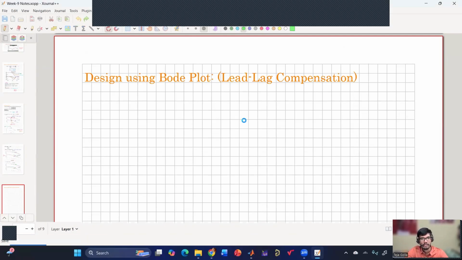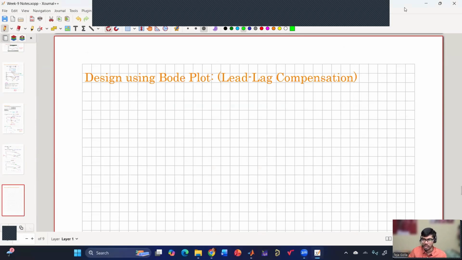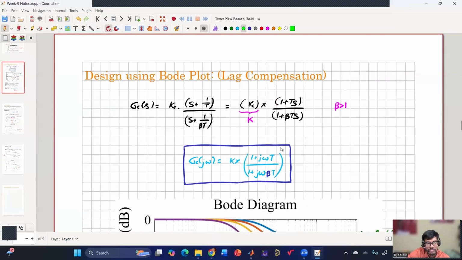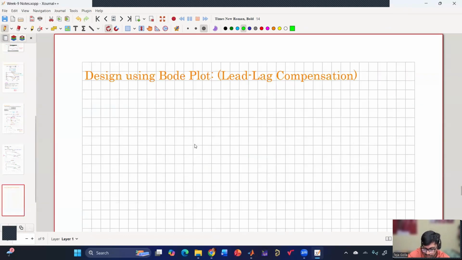So in this case, we'll be having two such design criteria. So whatever we have followed in the root locus, the same thing we will follow. First, let us design the lead followed by the lag. So I will do it in the same way. First, we have the transfer function, then the Bode plot, what exactly is happening, and then we'll try to do it.